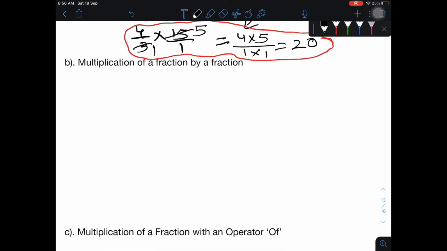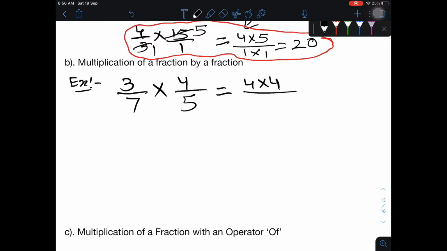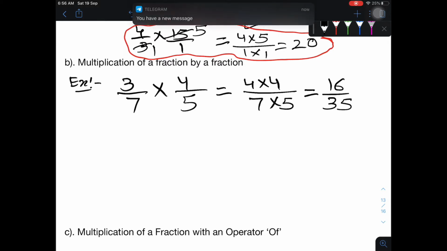Now do the multiplication of fraction by fraction. To understand this, I am taking here one example. 3 by 7 multiply by 4 by 5. So again just multiply numerator to numerator and denominator to denominator. 4 threes are 12, 7 fives are 35. It is a proper fraction, so 12 by 35 will be your answer.